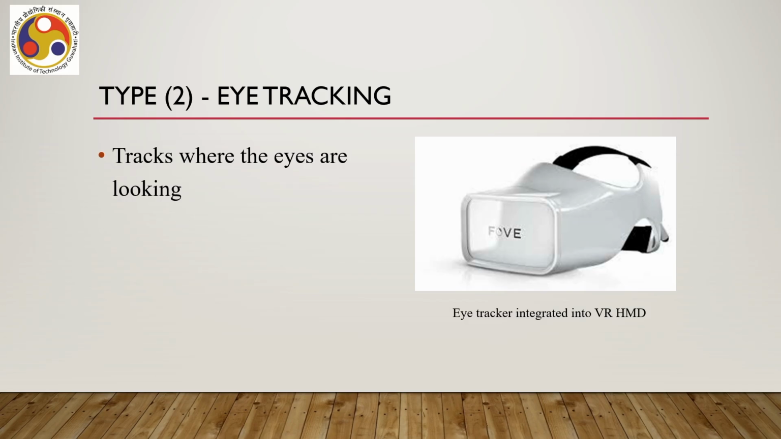Then we have category 2, eye trackers. These eye tracking devices typically come integrated with headsets, as shown in this figure. It is an HMD with eye tracking support. These are typically used to track eye movements, where the user is looking, how the eyes are moving, and based on that the system infers what to do and accordingly takes necessary action. So, an eye tracker helps the system understand the user's eye movement.